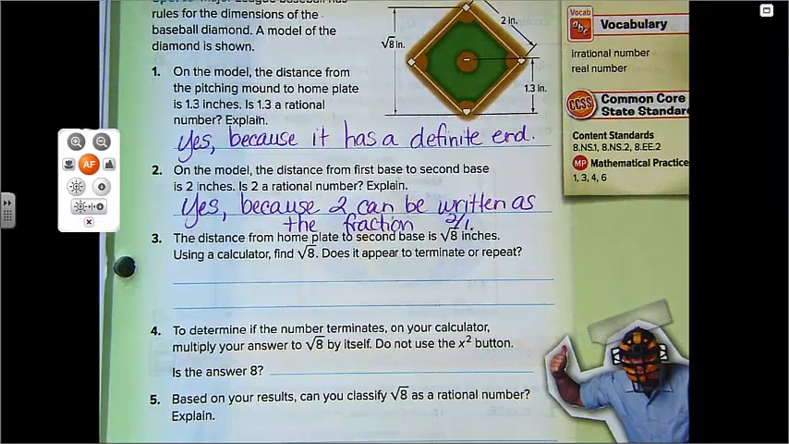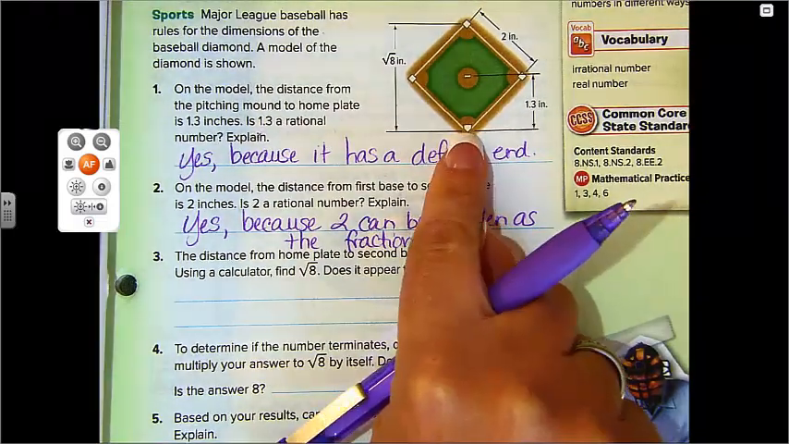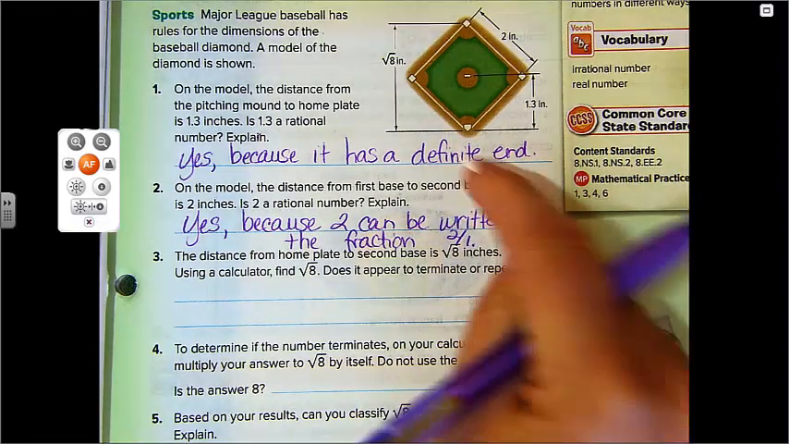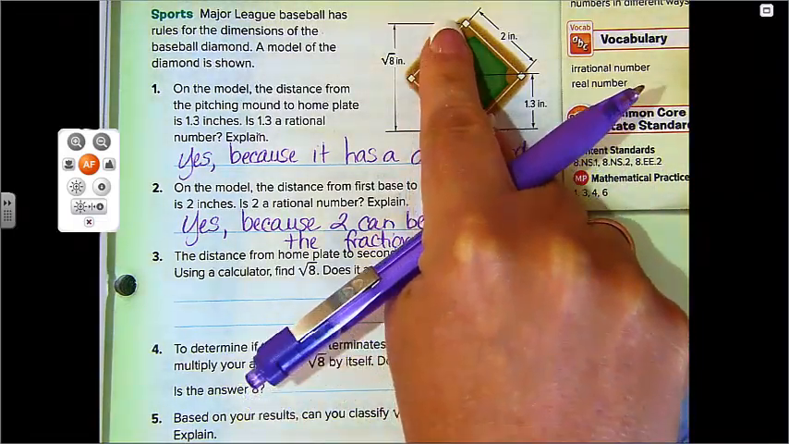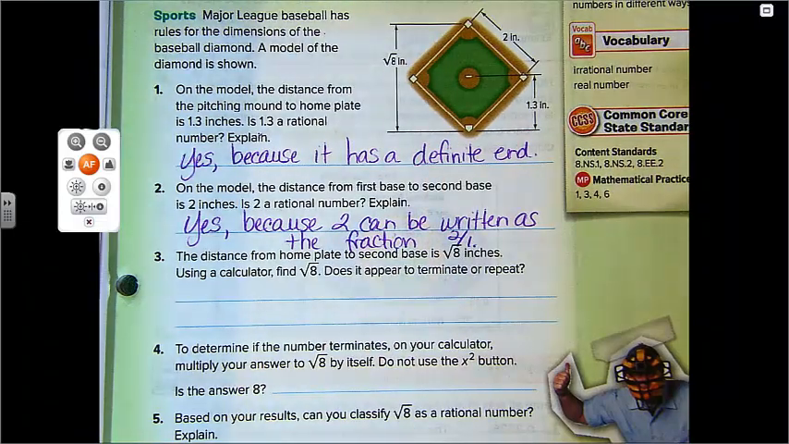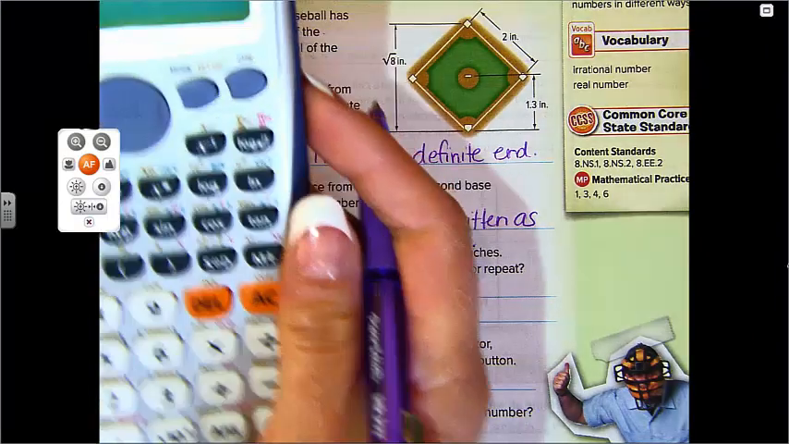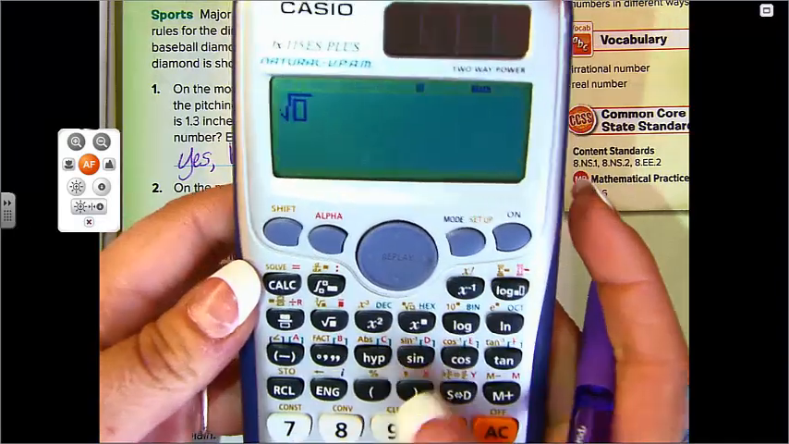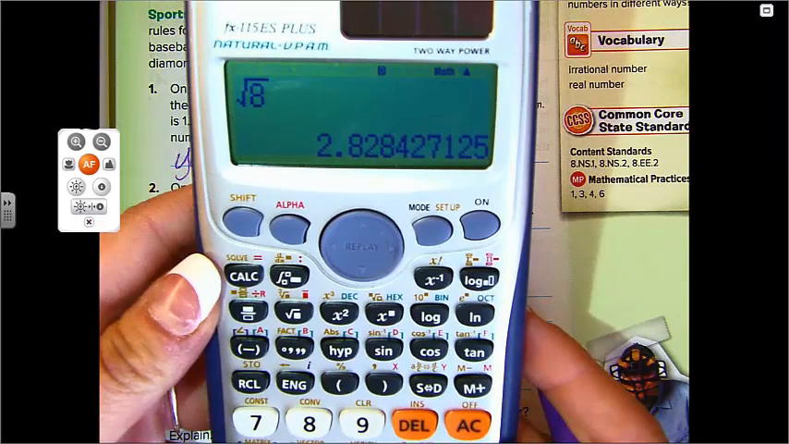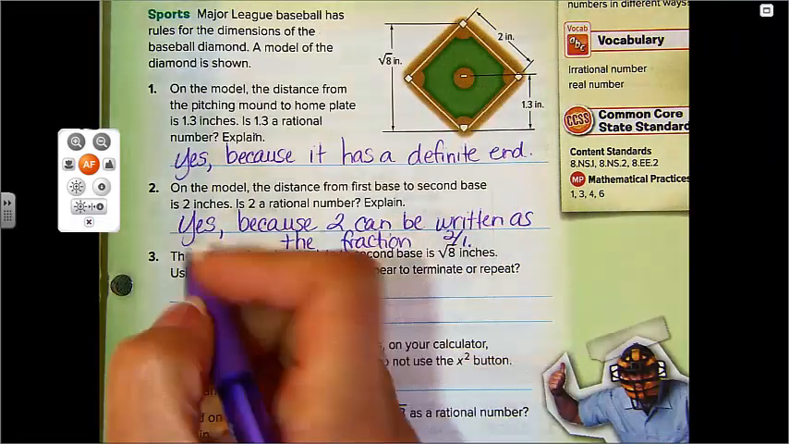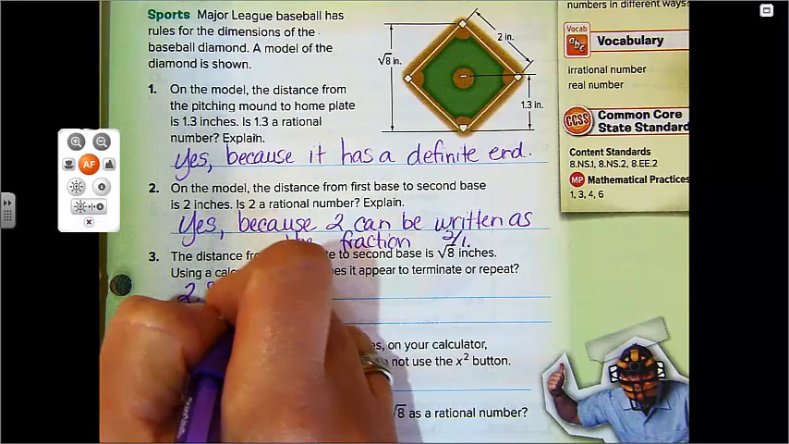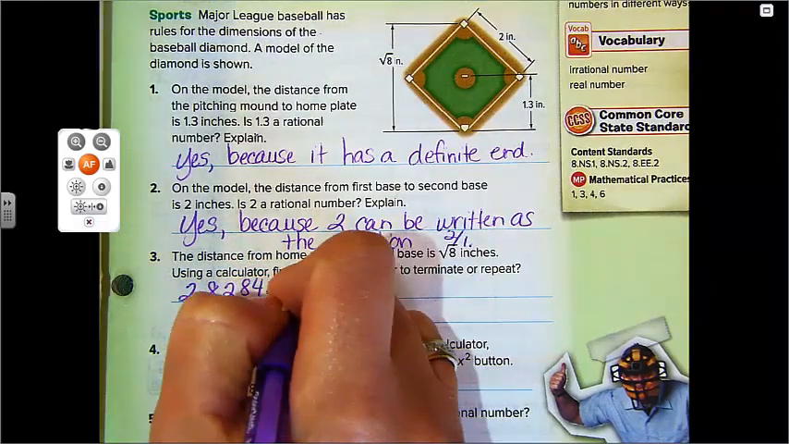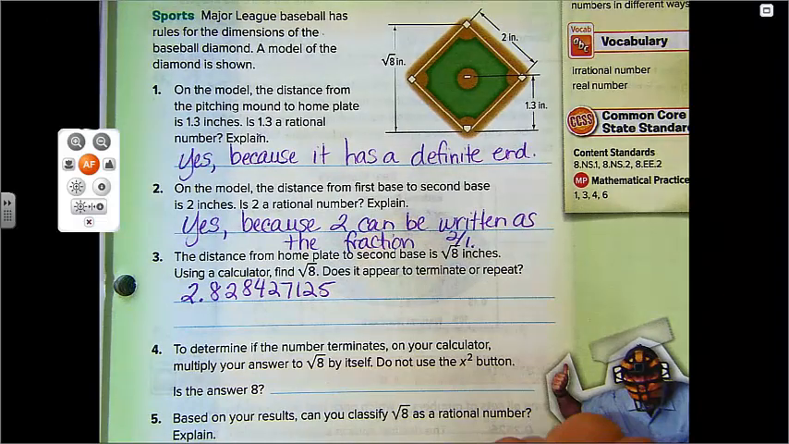Now let's look at number 3. It says the distance from home plate, which is this one right here, to second base, all the way up here, straight across from home plate, is radical 8, or the square root of 8. And it says using a calculator, find the square root of 8. So here's my calculator. We're going to do that part first. Hit your radical sign, 8, equals, and it gives me this decimal, so let's write that down first. The decimal is 2.828427125.